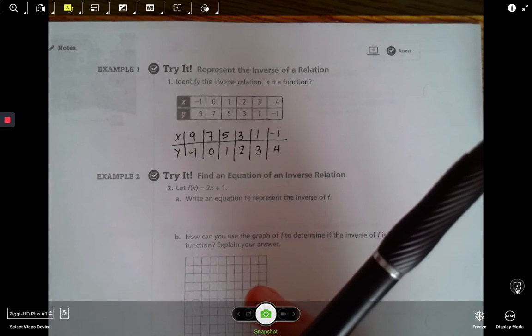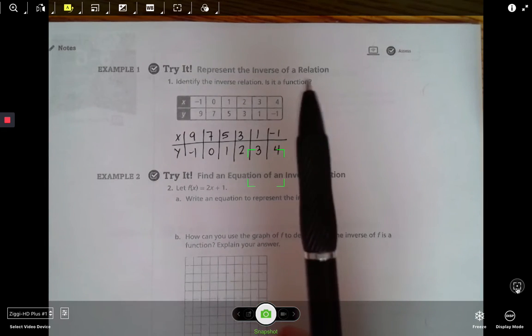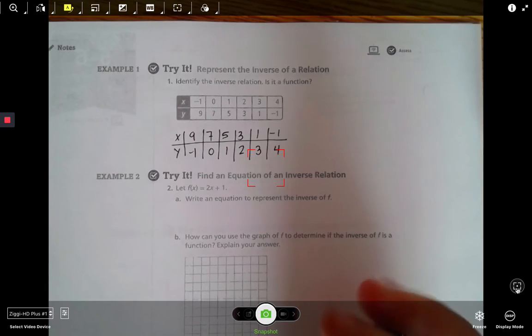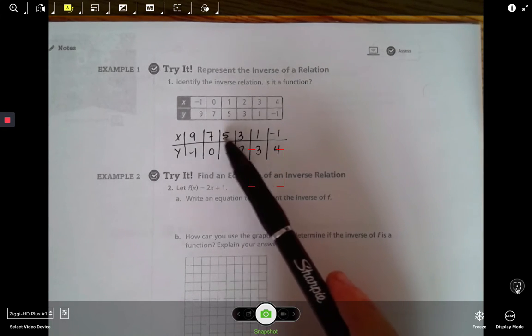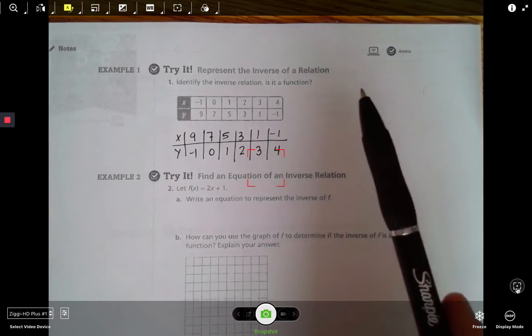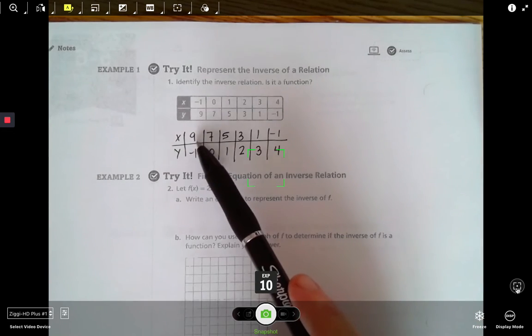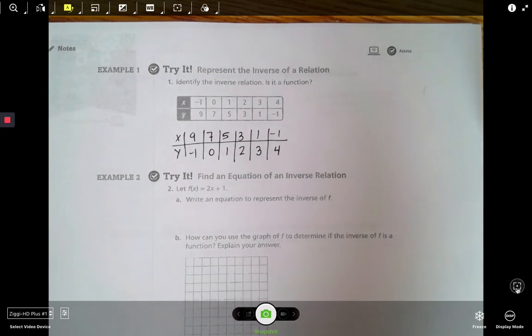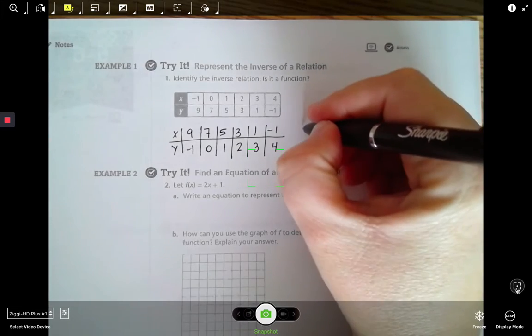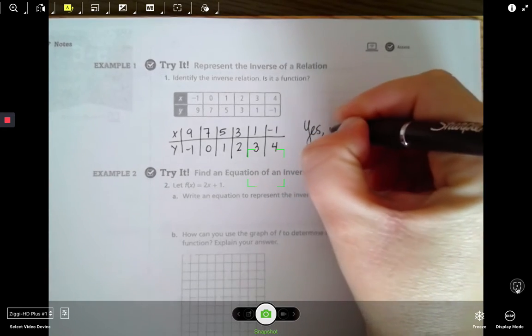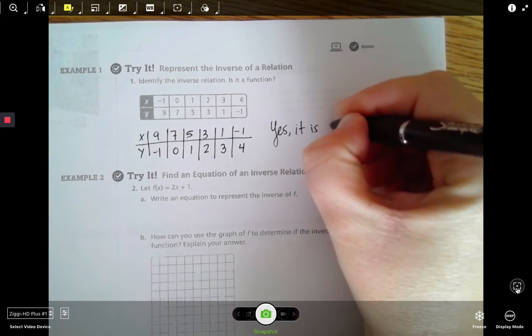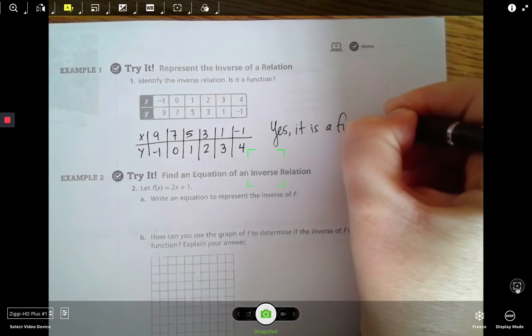So this is our inverse relation. And we have to determine, is it a function or not? So do I have an x value that is used more than one time? No, I've got 9, 7, 5, 3, 1, and negative 1. So since it is not used more than once, it is a function. So yes, it is a function.